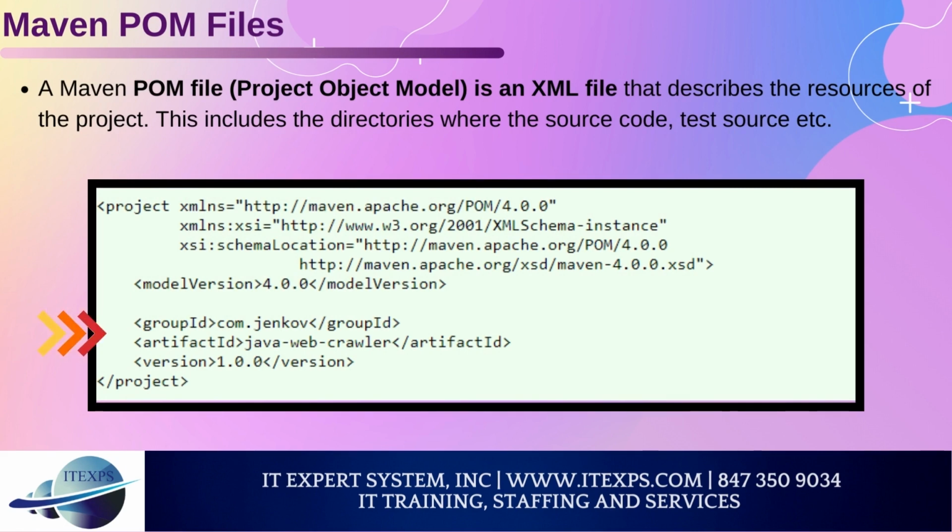Maven POM Files. A Maven POM file, project object model, is an XML file that describes the resources of the project. This includes the directories where the source code, test source, etc. is located in, what external dependencies (jar files) your project has, etc. The POM file describes what to build, but most often not how to build it. How to build it is up to the Maven build phases and goals. You can insert custom actions (goals) into the Maven build phase if you need to, though.